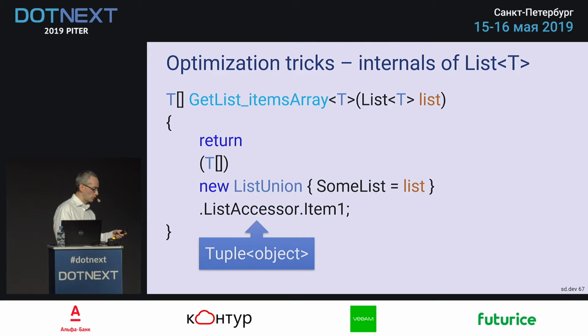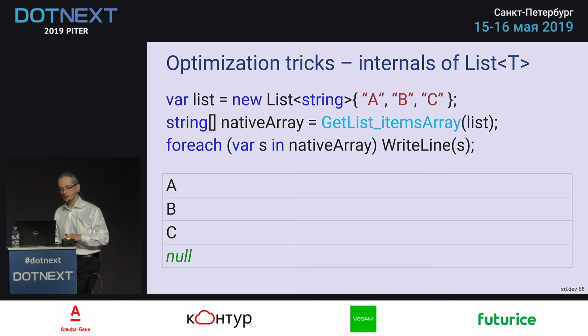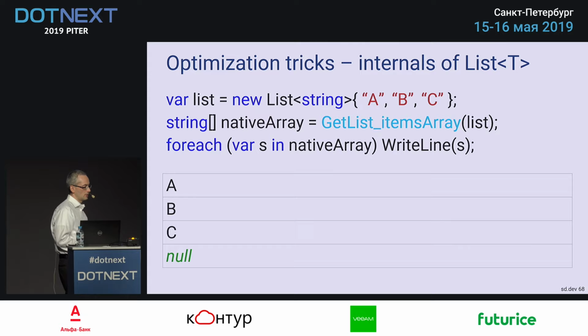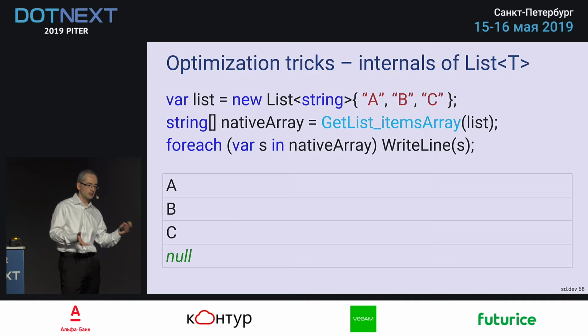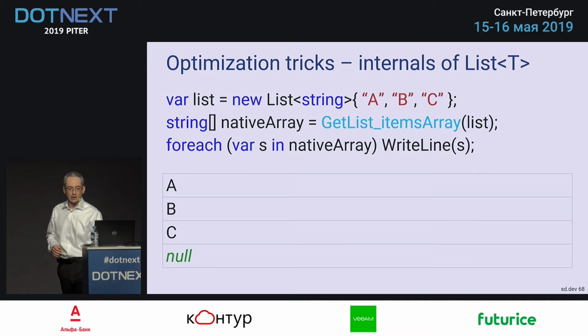So we're going to create a list of three values, A, B, C. We call our getListItemsArray helper. We pass it the list. We get a native array of strings. And then for each value in this array, we simply write it out. And we get four values back. The first three are set to A, B, C as we expected. And the fourth one is null, which is exactly what we expected.